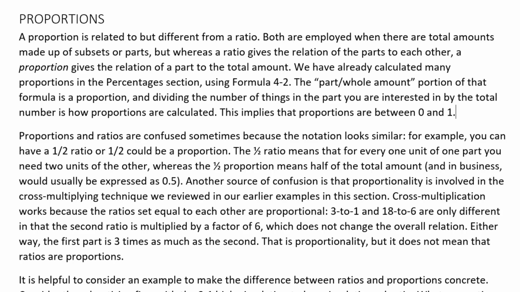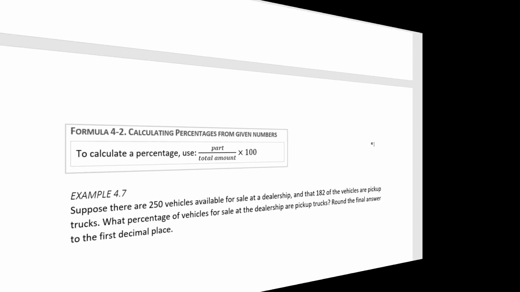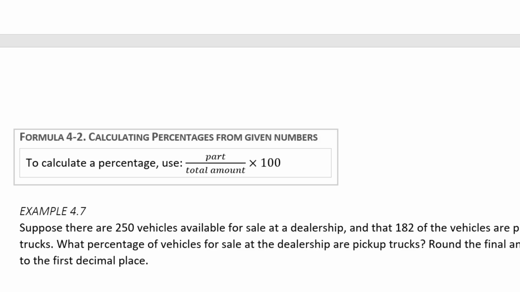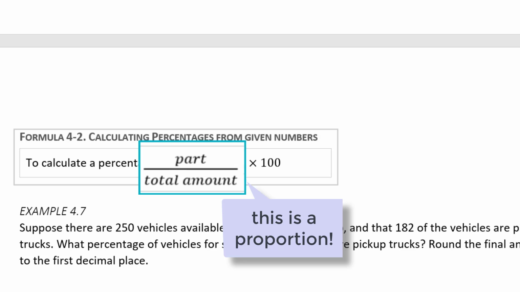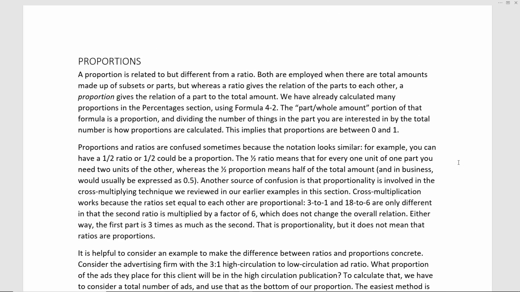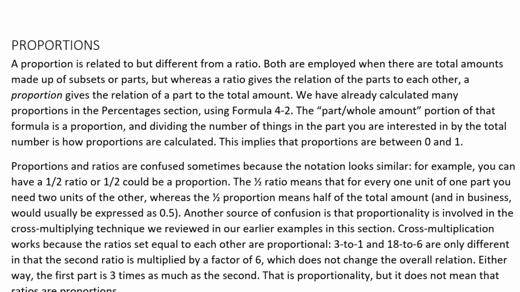We have already calculated many proportions. We did it in the percentages section when we used Formula 4-2. Formula 4-2 was about calculating percentages from given numbers. To calculate a percentage, use the part over the total amount times 100. So the part divided by the whole amount portion of that formula is a proportion. And dividing the number of things in the part you are interested in by the total number is how proportions are calculated. This implies that proportions are between 0 and 1, which they are.